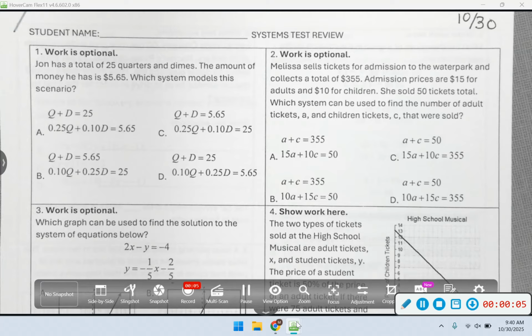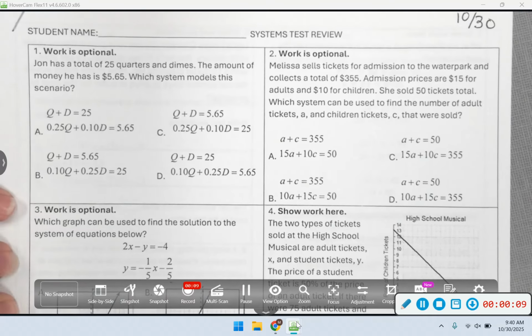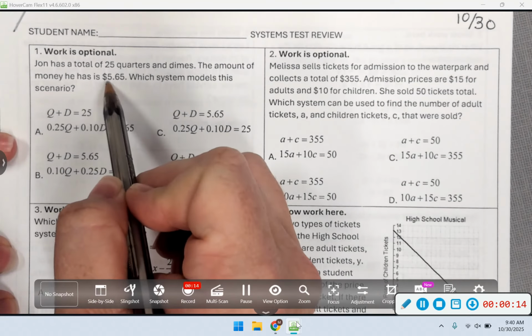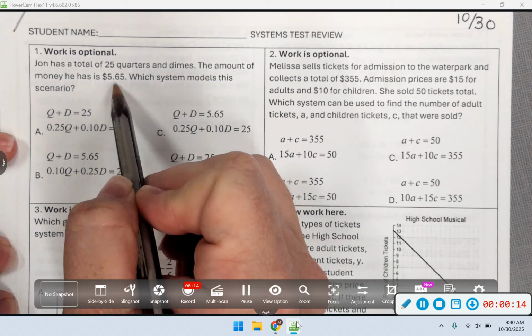Okay, systems test review. Number 1 says John has a total of 25 quarters and dimes. The amount of money he has is $5.65. Which system models the scenario?